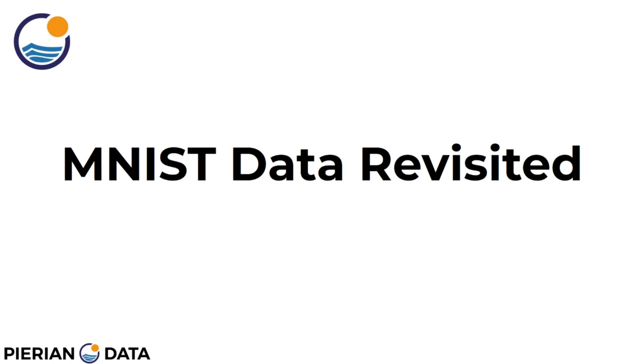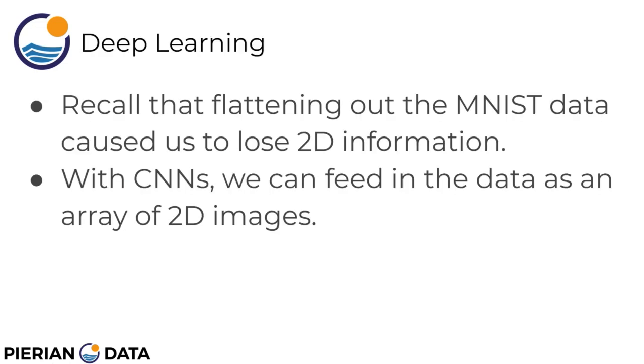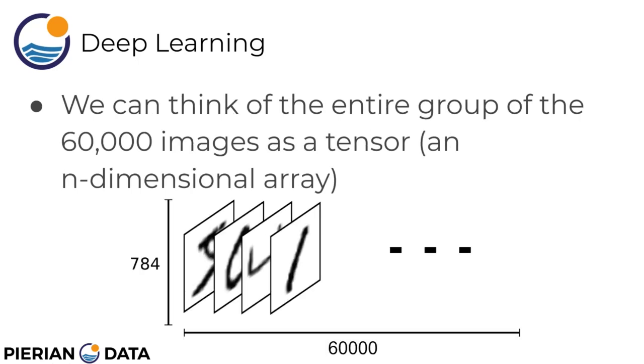Welcome back, everyone. Before we jump into creating a convolutional neural network to classify the MNIST dataset, I want to quickly revisit how the MNIST dataset is going to be changed, at least our handling of it, for the CNN. Recall that flattening out that MNIST data caused us to lose 2D information. Luckily, with convolutional neural networks, as we just learned, we can feed in the data as an array of two-dimensional images. We can think of the entire group of those 60,000 images as a tensor itself.